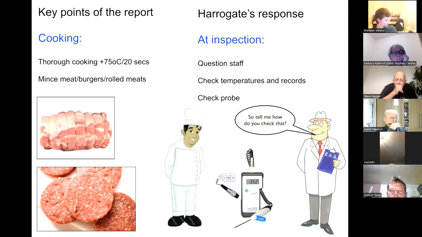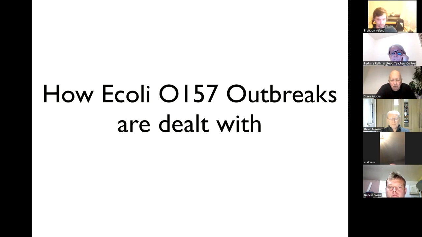Key points of the report: thorough cooking to plus 75 degrees for 20 seconds, mincemeat, burgers, raw meats. And they will question the staff, check the temperatures in the records, and check the probe. So the EHO might turn around and say, "Oh, can you show me how you do that?" Rather than just assume because they've got a probe there that they know what they're doing. So it's very important that the staff themselves know about E. coli.